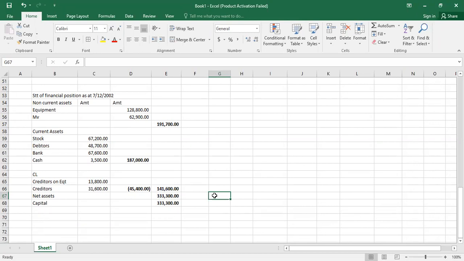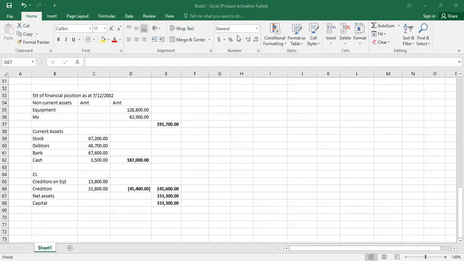So the take home here is to know that when assets increase, we debit. When they decrease, we credit. All capital and liability items, when they increase, we credit. When they decrease, we debit. That should be your take home. So I want to stop sharing and go back to the notes, unless we have a question.